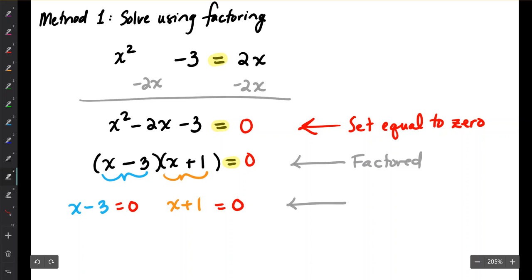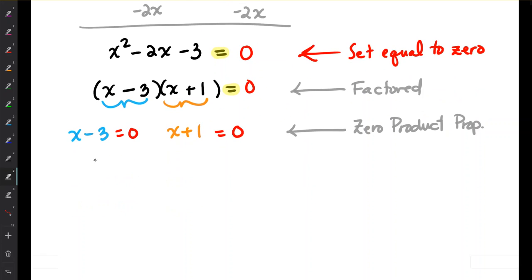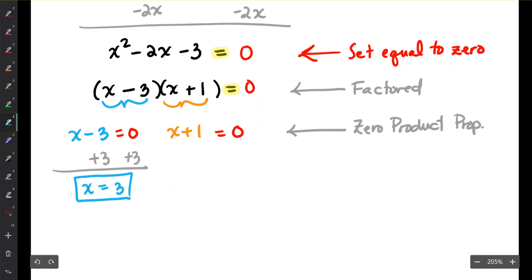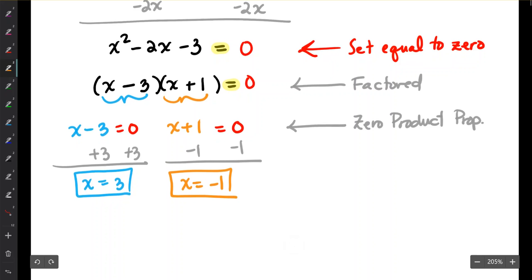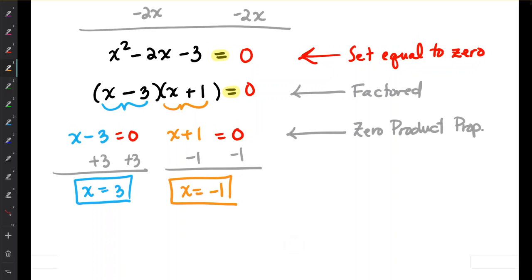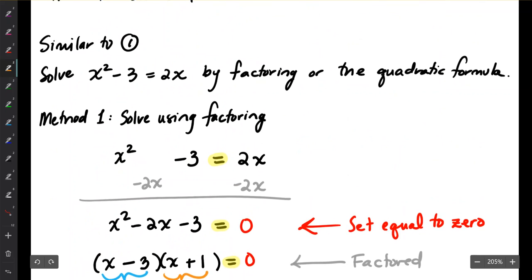And right here, we're using the zero product property. Right? And then we solve those two equations separately. Adding 3 to both sides here, we get that x is equal to positive 3. Subtracting 1 from both sides here, we get that x is equal to minus 1. Either one of those numbers will work. Okay? Now, an alternative method is to use the quadratic formula. Method 2.